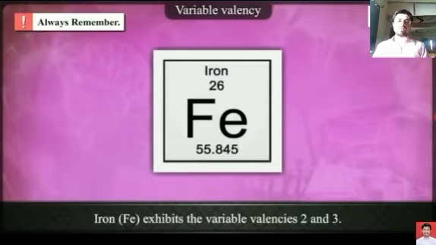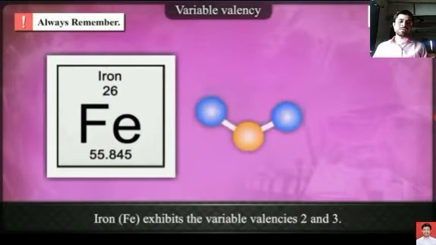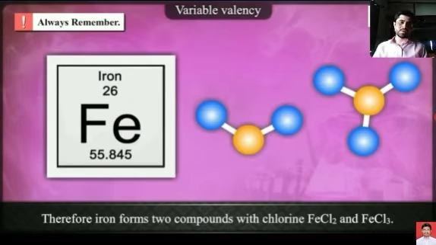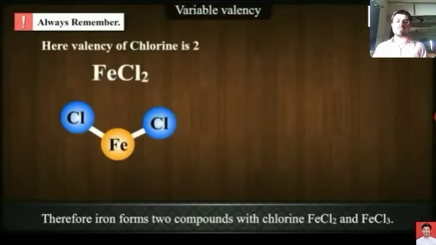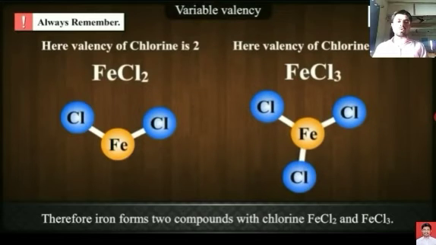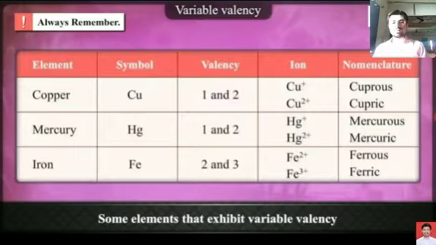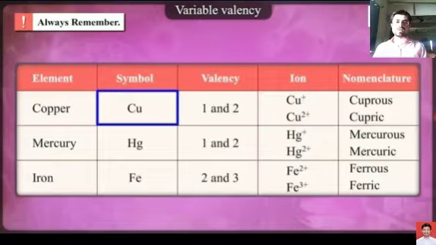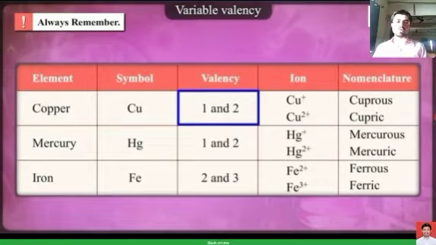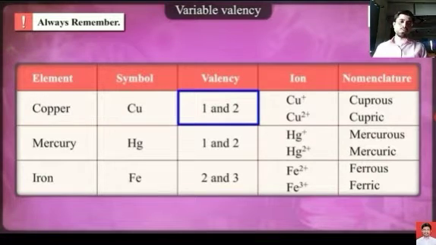For example, iron exhibits the variable valencies of 2 and 3, as you can see in the video. Therefore, iron forms two compounds with chlorine, that is FeCl2 and FeCl3. Some elements that exhibit variable valency are as shown in the table. For example, copper shows two different valencies, 1 and 2.